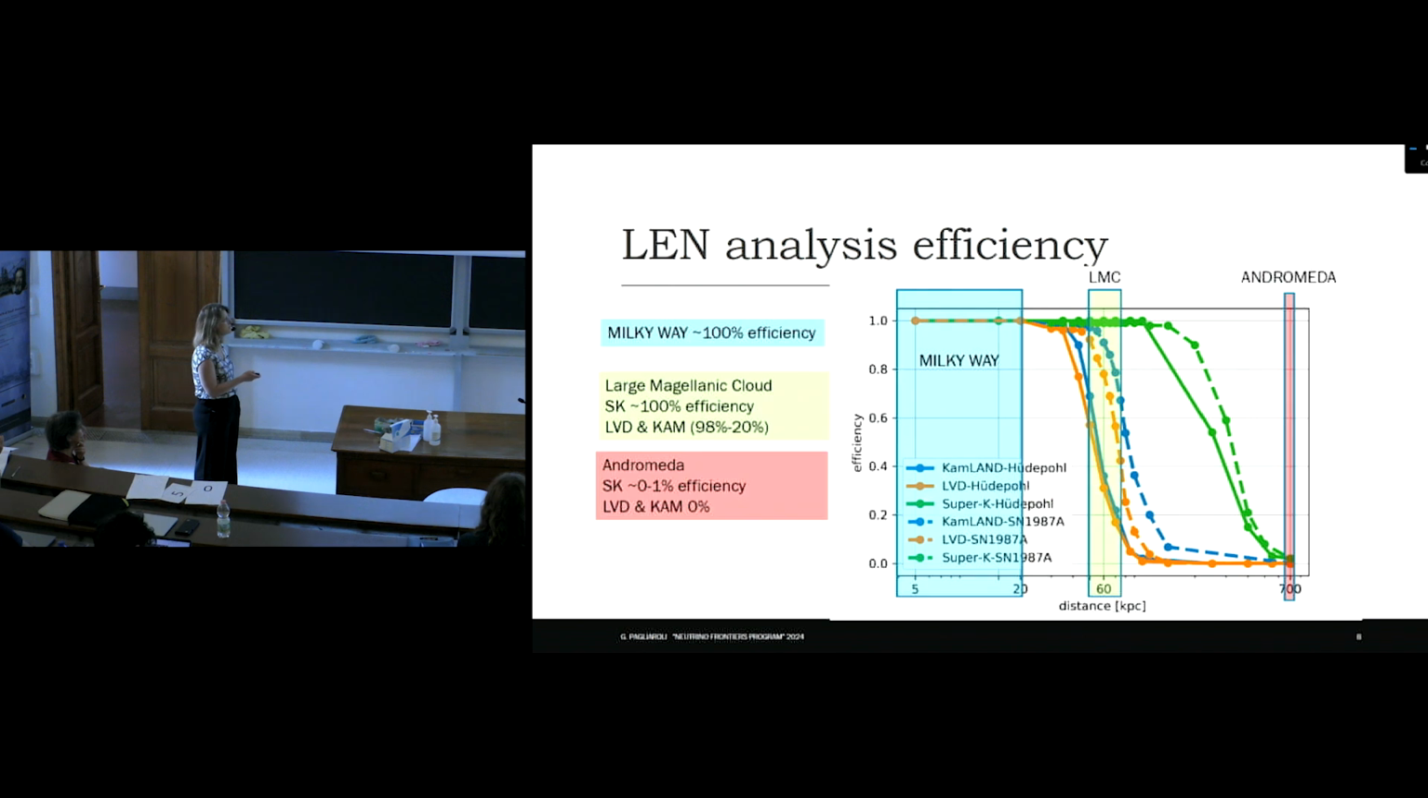And as you can see very well, the Milky Way will be covered by all these detectors with 100% efficiency. For the Large Magellanic Cloud, Super-K will still have 100% efficiency, while for the LVD and KamLAND detectors that are smaller, we start to have a decrease of the efficiency that could also be dependent on the model, in this case, the emission model that we considered. For Andromeda, the efficiency goes to 0 for all the detectors.